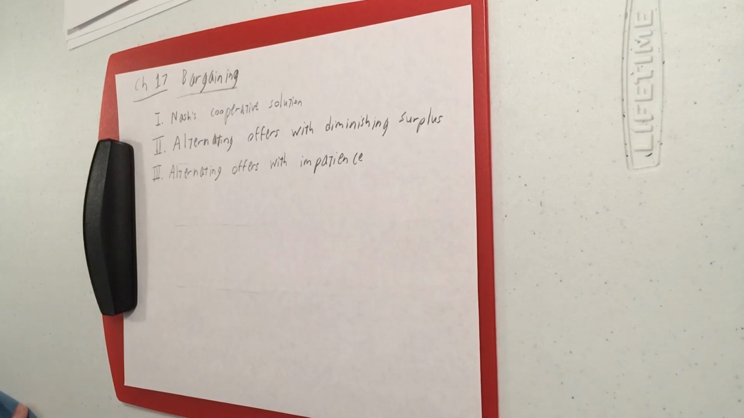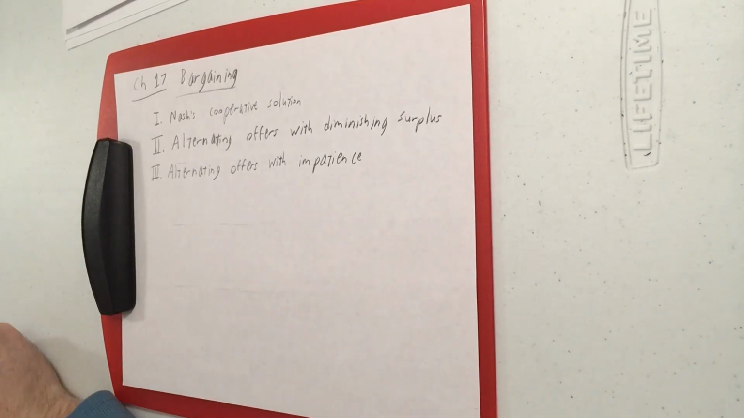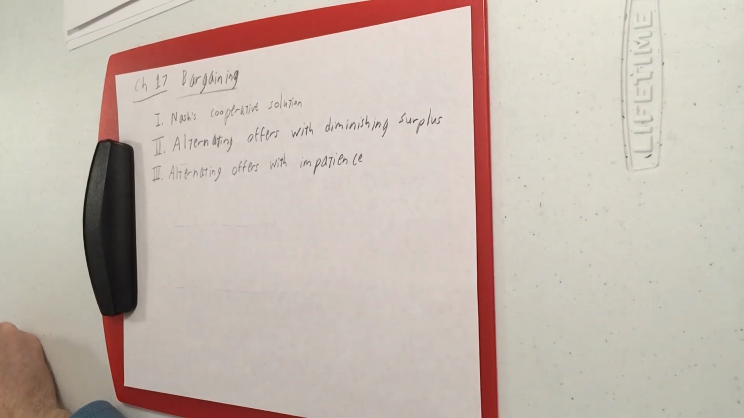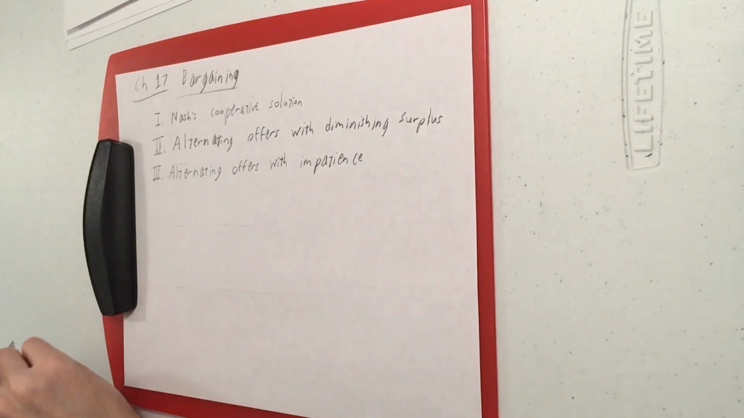And the last model, which I wrote over down here, is alternating offers with impatience, a different way to model the decreasing benefits when the negotiations just drag on.